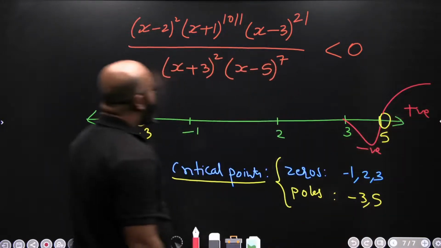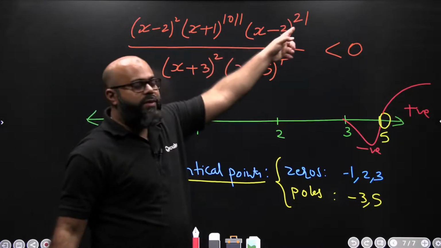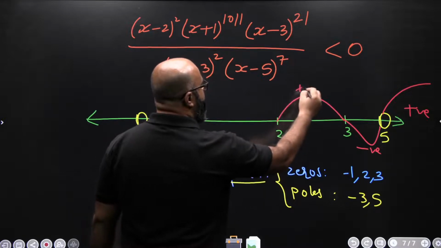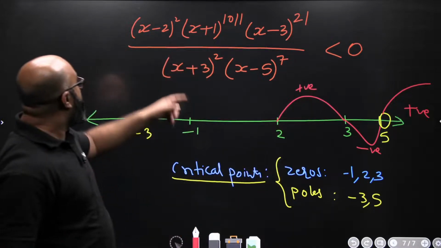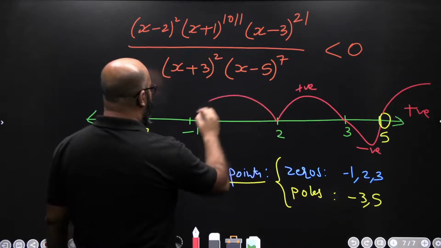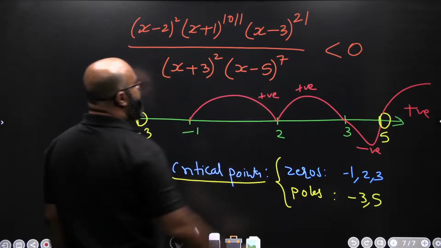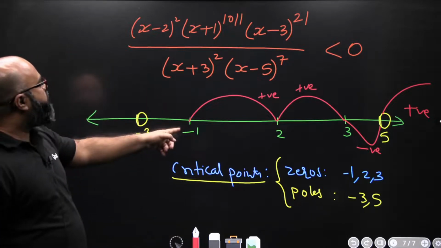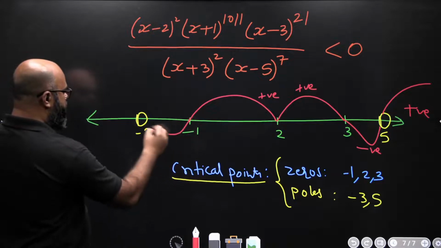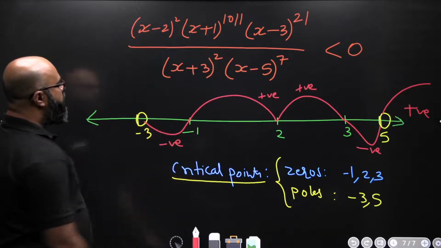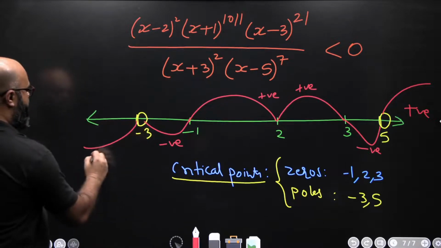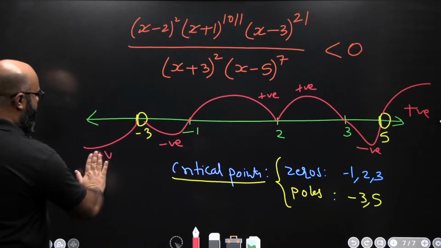Then we come to 3. So, 3 is here and the power is 21, it is odd. So, this will become positive. Then we come to 2, 2 is here, its power is even, so it will stay positive. Now, we have minus 1, its power is odd, 1011, so it will change sign, negative. Then minus 3, its power is even, it won't change sign, it will bounce back, it is negative.